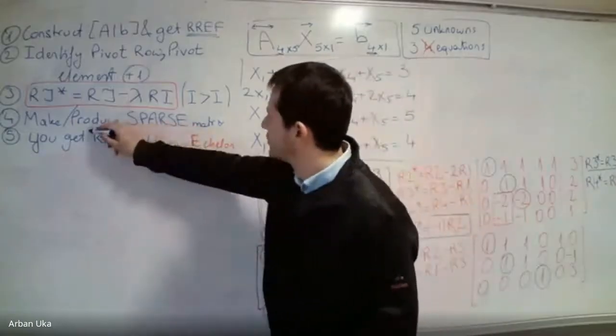Professor, so this procedure is called getting the reduced row echelon form of a matrix, right? Yes, that's what we're trying to do. Everything we have done so far is that.